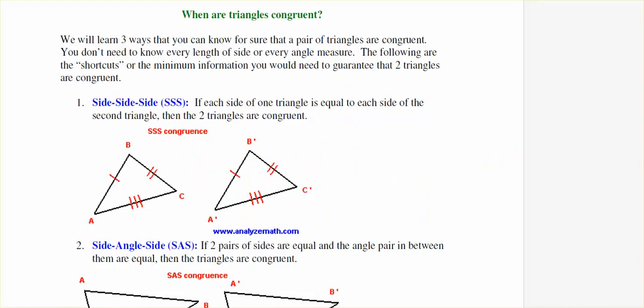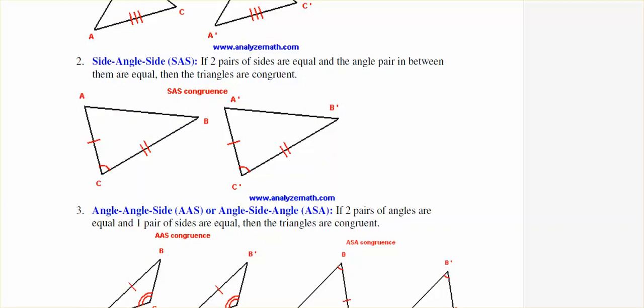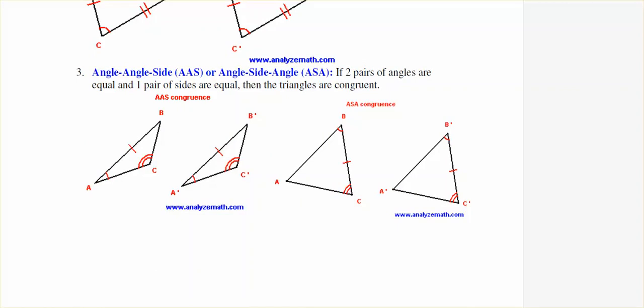So in this Desmos activity, you should have found some different ways to know that triangles are congruent. So side, side, side. If each side of one triangle is equal to each side of a second triangle, then the triangles are congruent. Side, angle, side. If 2 pairs of sides are equal and the angle pair in between them are equal, then the triangles are congruent.